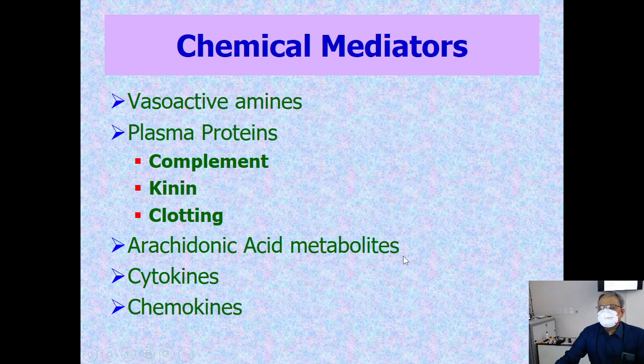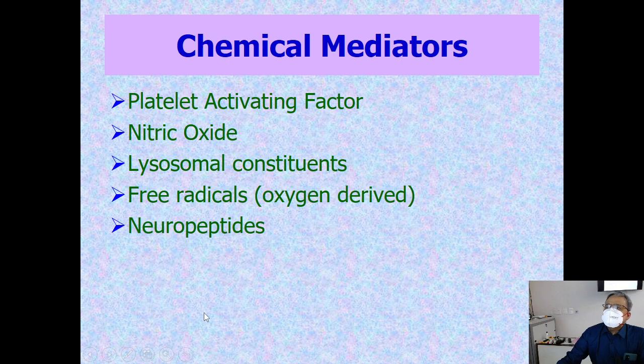If you look at what all you need to remember, you need to learn about the vasoactive amines, they are important. You need to know the plasma proteins: the complement, kinin and clotting system. You have probably already done them in biochemistry. You need to know about arachidonic acid metabolites because, A, they are very important, and B, this is one of the most commonly altered using drugs when we are trying to treat inflammation. Cytokines are important because they are extremely potent. And similar to cytokines, we have inflammatory cytokines which are called chemokines. So we'll look at all of these. Some others are also important like platelet activating factor, nitric oxide, lysosomal constituents, free radicals and neuropeptides.